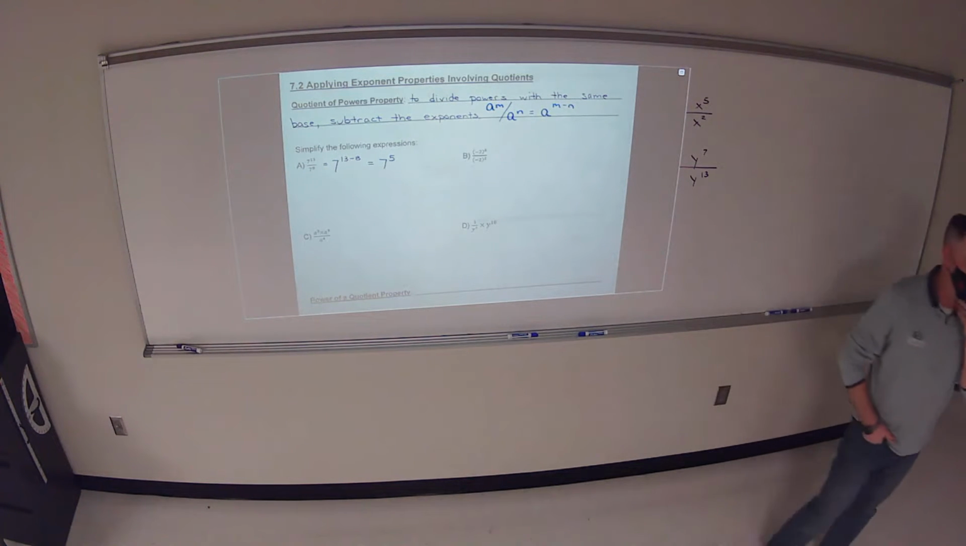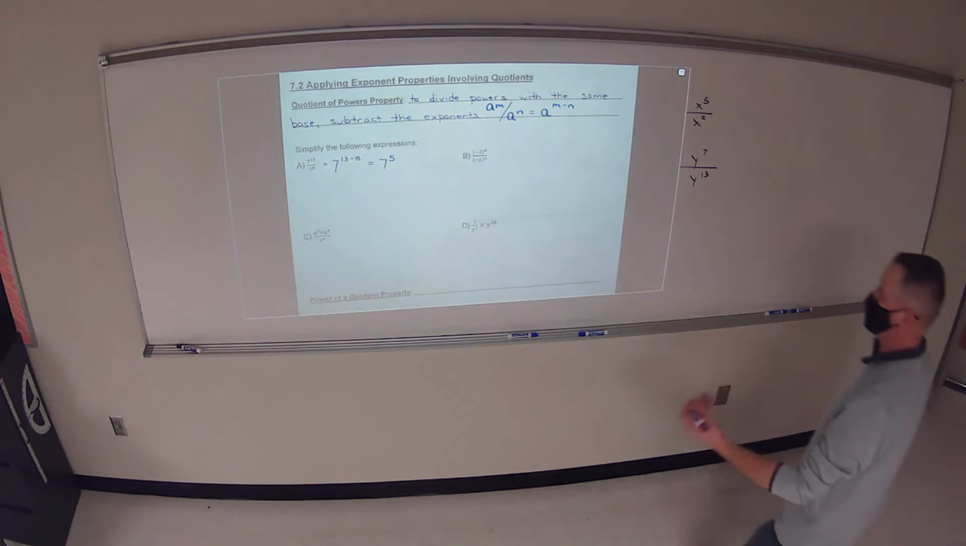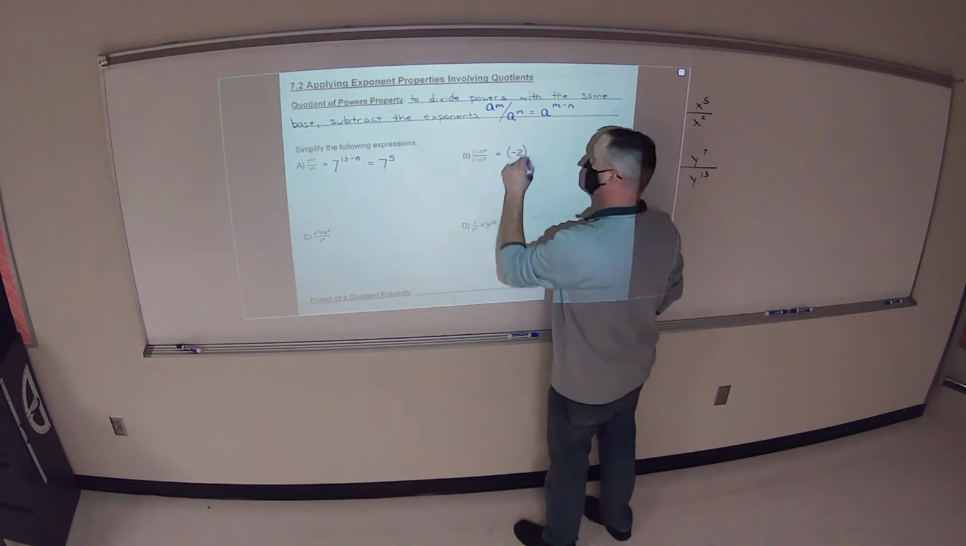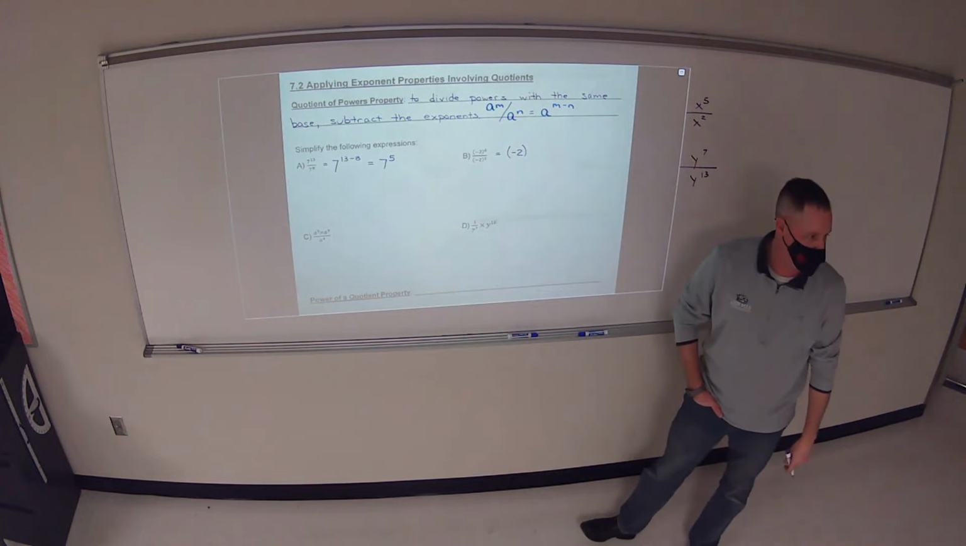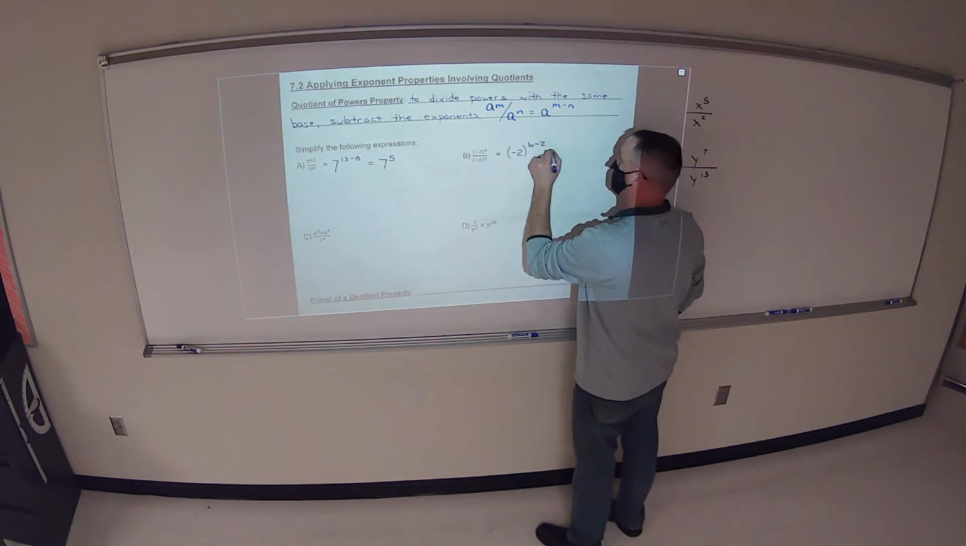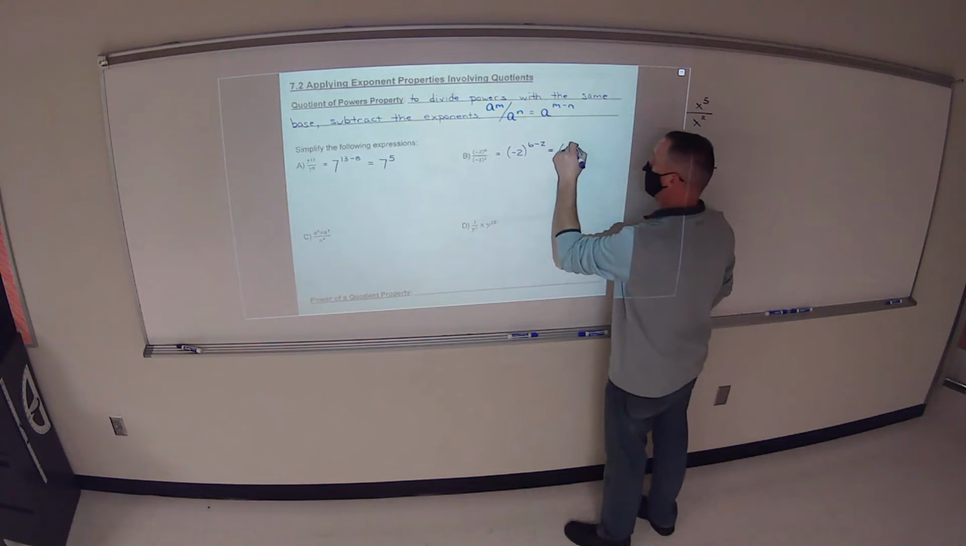Where are there more negative 2's, top or bottom? On the top. So where should my negative 2's end up? They should end up on the top. So this is now going to be negative 2. We do have parentheses. We talked about the importance of that the other day. Okay? And then it's the top exponent minus the bottom exponent. This would now become negative 2 raised to the 4th power.